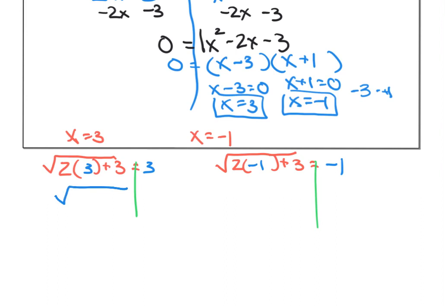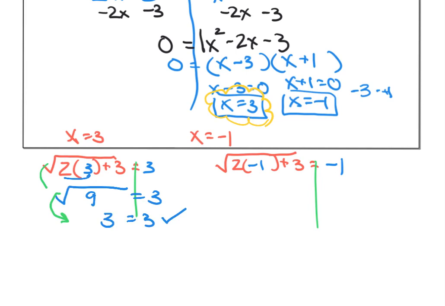Over here, underneath that radical, 2 times 3 is 6, and then 6 plus 3 is 9, and the square root of 9 is 3. I end up with a true statement of 3 equals 3. So I believe that x equals 3 is an answer that works. Please remember that from this step to this step, you only take the positive. It's not plus or minus 3. You're going to just take that positive version.